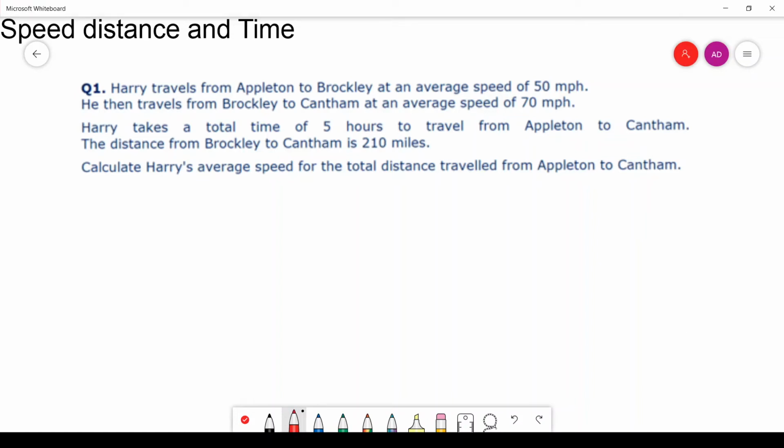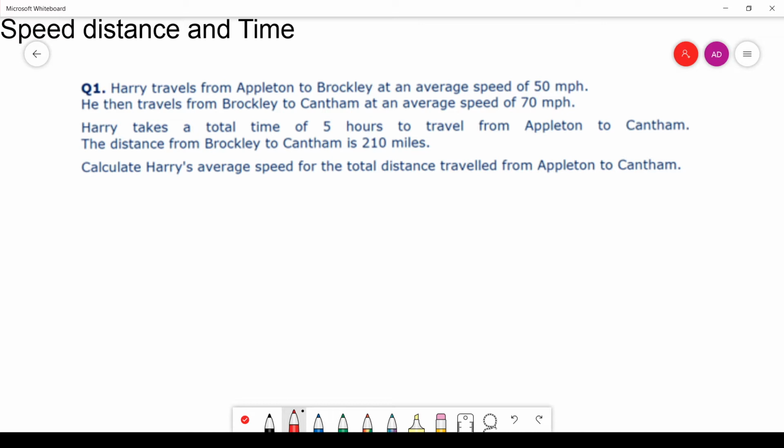Right, this is a fairly complex speed, distance, time question. Start by reading it. Harry travels from Appleton to Brockley at an average speed of 50 miles per hour. He then travels from Brockley to Canton at an average speed of 70 miles per hour.